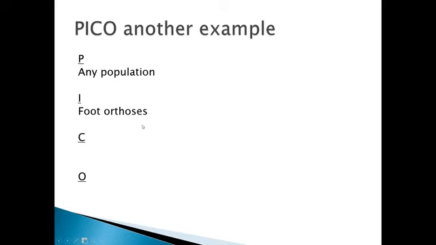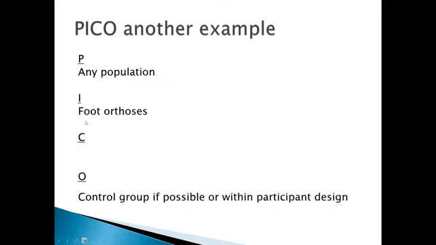You might be looking at an exercise intervention systematic review, in which case you might only be interested in hip exercise, you might only be interested in foot and ankle exercise, or you might be interested in all exercise. So you need to think clearly about what intervention you want to look at.